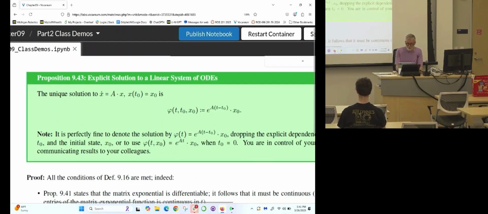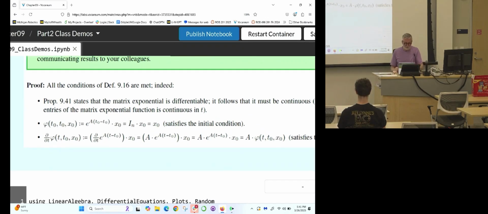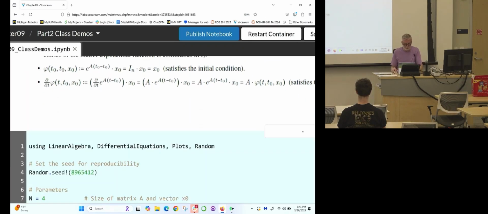That gives us the explicit solution to x dot equals Ax as being this monstrous n by n matrix of functions. So, we agree that is complicated.